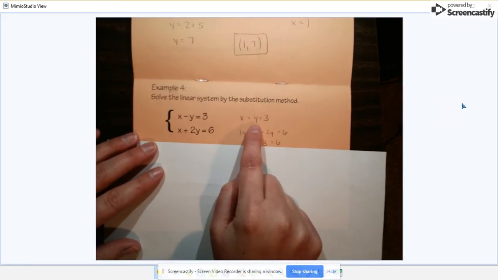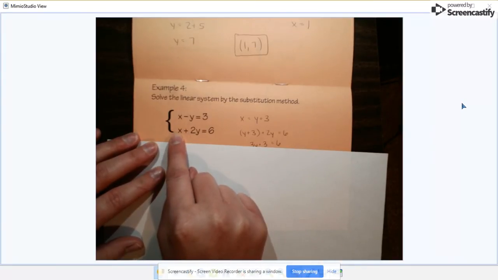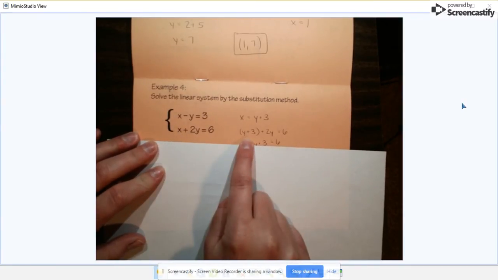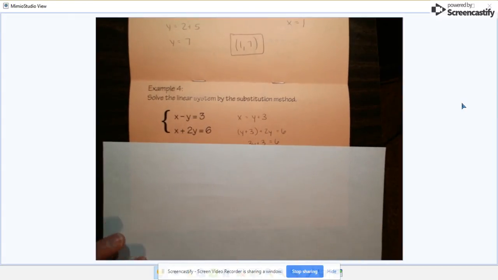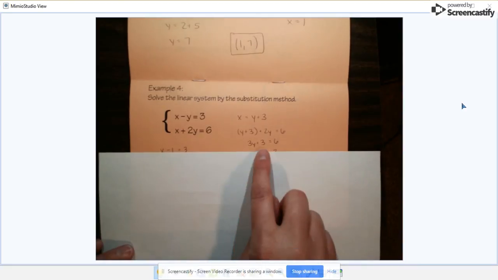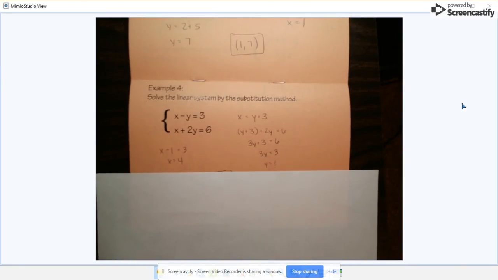Okay, now I'm going to take this y plus 3 and plug it into the other equation that I haven't done anything with. So I did that here. Y plus 3 plus 2y equals 6. Combine your like terms, you get 3y plus 3 equals 6. Subtract 3, 3y equals 3. We get y equals 1.